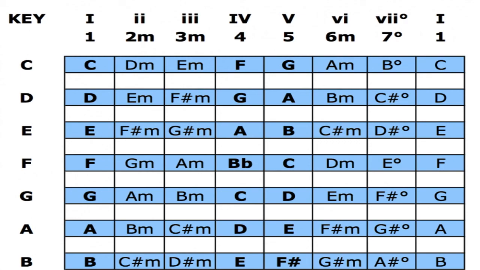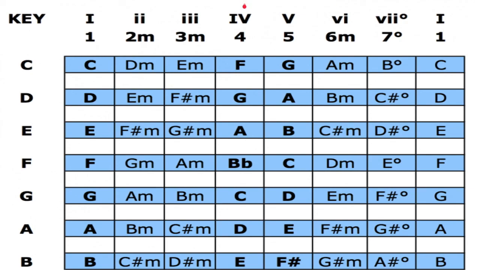The 4 is going to be a major chord. The 5, which is G, is going to be a major chord or a dominant chord, but we're just sticking with major and minor. The 6 is going to be a minor chord. The 7 is going to be a diminished chord. And the root is going to be a major again.